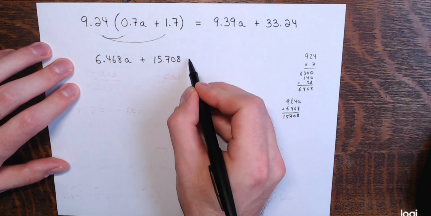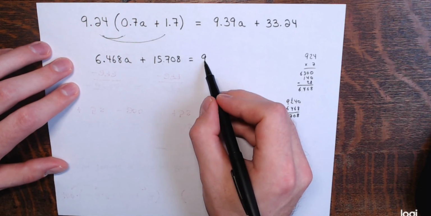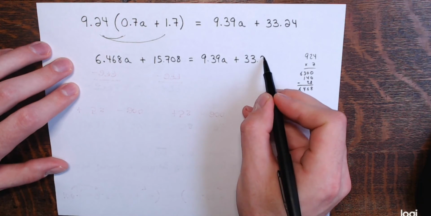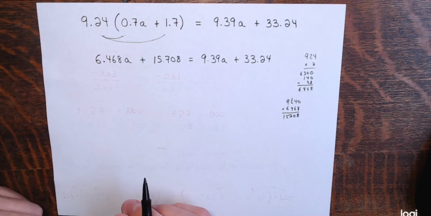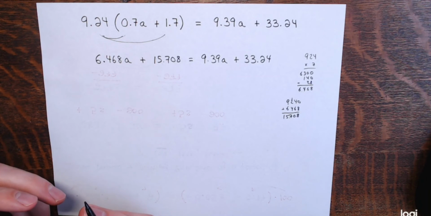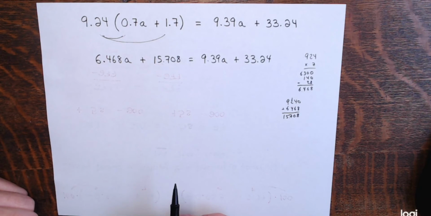Okay. Equals, and then the other side had no parentheses or anything, so 9.39a plus 33.24. Now if I'm not there to stop you, if you have a calculator and you don't want to do all the multiplying and adding by hand, use a calculator. Again, I'm not there to stop you from doing that. Just so long as you know the steps that are being followed here to solve this equation.